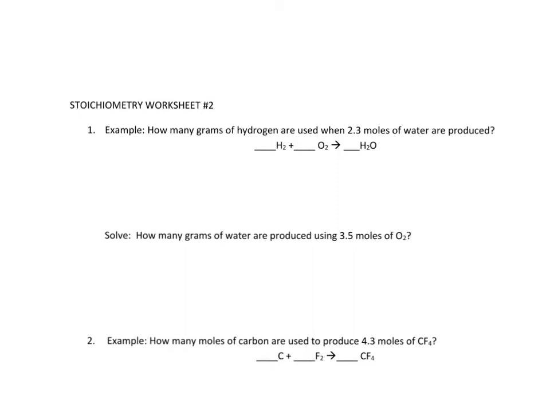Example 1 says, how many grams of hydrogen are used when 2.3 moles of water are produced? So first of all, like we practiced before, identify what information is given to you. And I'm given 2.3 moles of water. Okay, and I want to convert moles of water to grams of hydrogen. So now I'm going from moles of one thing to grams of something completely different. Okay, so we're going to set it up just like we've practiced before.